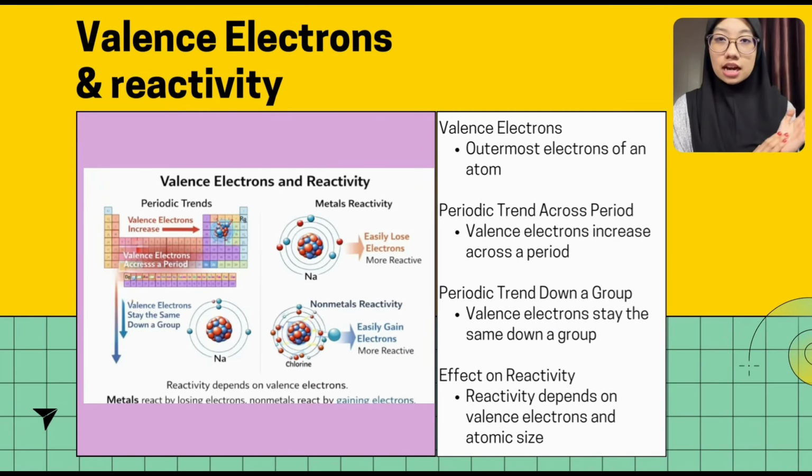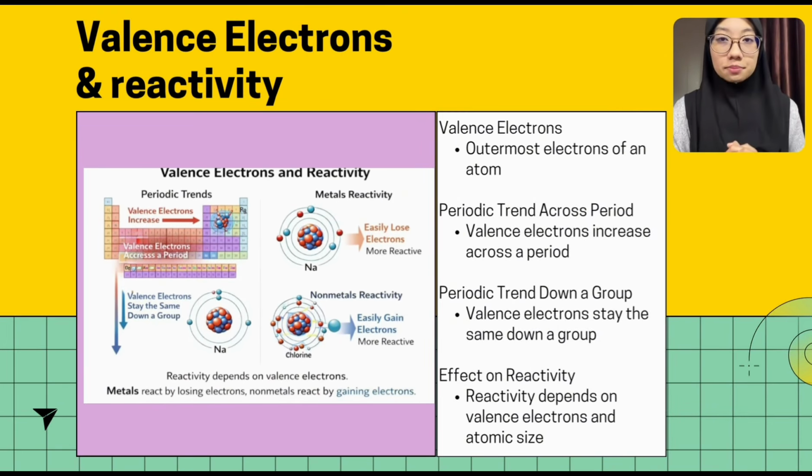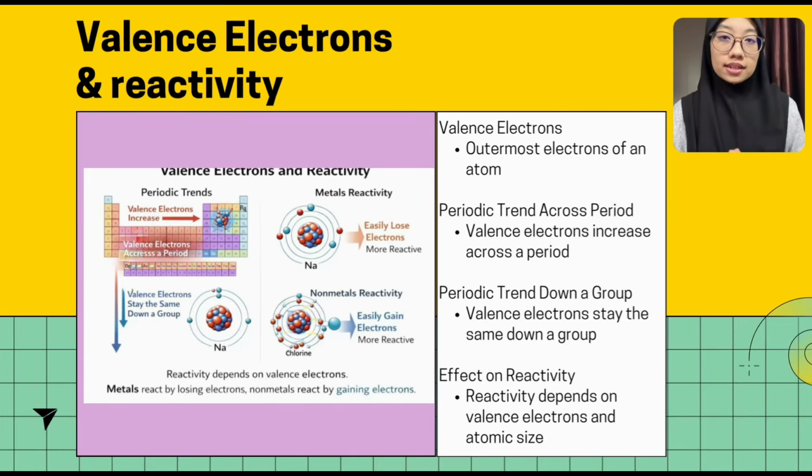Valence electrons are the outermost electrons of an atom and determine how it reacts chemically. Across a period, the number of valence electrons increases, making atoms less reactive as their outer shell fills, while down a group, the number of valence electrons stays the same. So elements in the same group show similar reactivity. Reactivity also depends on atomic size. Metals are more reactive when they can easily lose electrons, whereas non-metals are more reactive when they can gain electrons. Understanding valence electrons helps explain the patterns of chemical behavior across the periodic table.